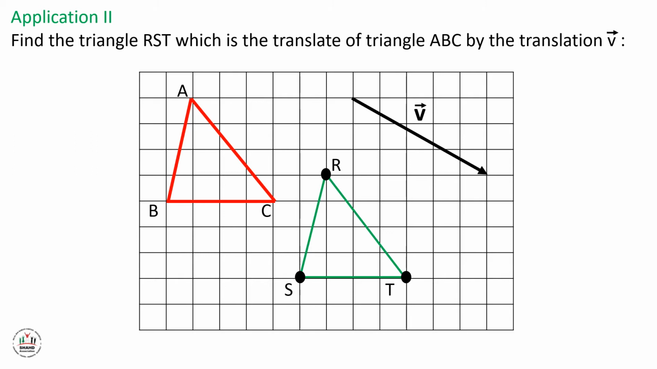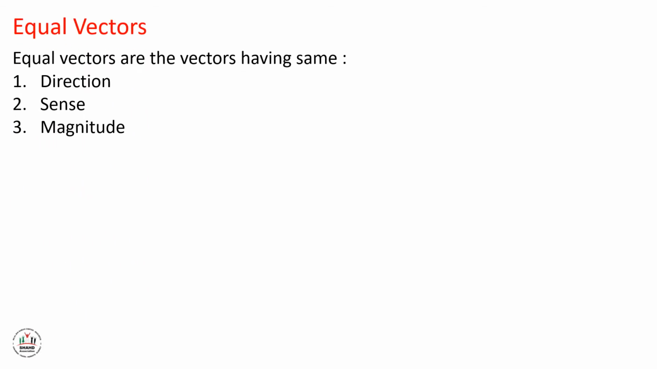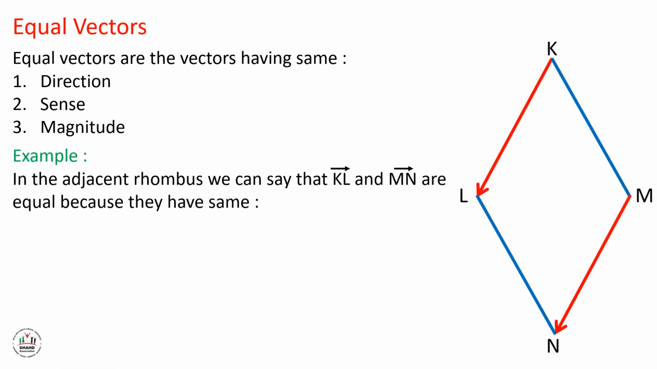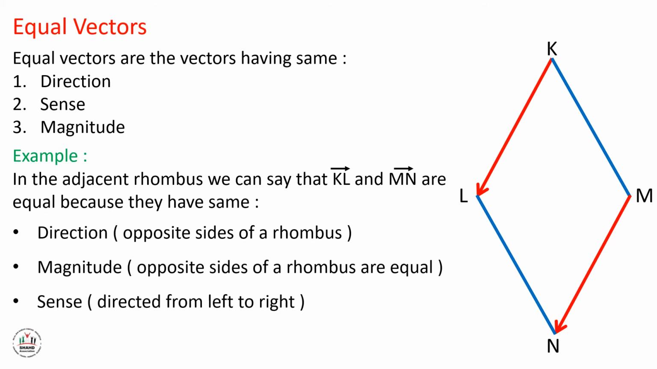And you can use this method to translate any object. Equal vectors. Equal vectors are the vectors having same direction, sense, and magnitude. Like in this rhombus, we can say that KL and MN are two equal vectors because they are opposite sides in a rhombus, so they have the same length and they are parallel to each other. Also, by looking at the arrows, we can say that they have the same sense because both directed from right to left downward.